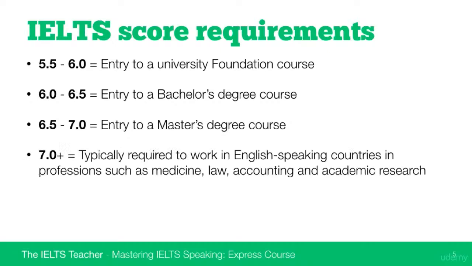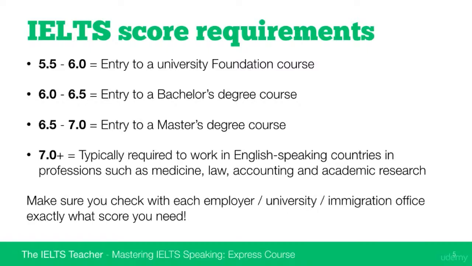And anything that's band 7 or above is typically required to work in English-speaking countries in professions such as medicine and law and accounting and academic research. It's important to stress here that you need to check with each employer or university or immigration office exactly what score you need, as different places will require different scores.